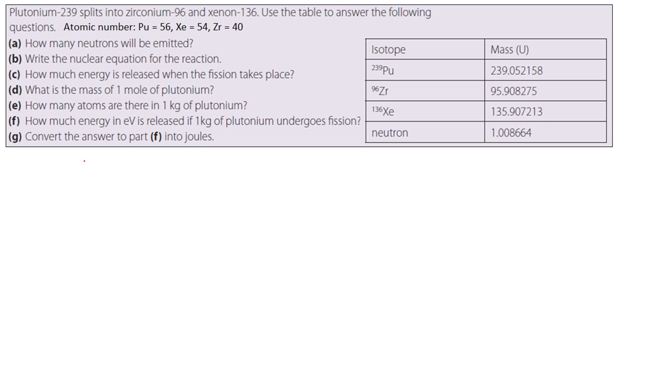You have a plutonium nucleus whose mass number is 239 and atomic number is 56, which is given to you. Now it is given that plutonium splits into two atoms, zirconium whose mass number is 96 and xenon whose mass number is 136. Now the atomic numbers of zirconium and xenon are given to you. Zr is 40 and xenon is 54. But 40 plus 54 does not give us 56, right? So there's some error, I think. Yes, there is an error.